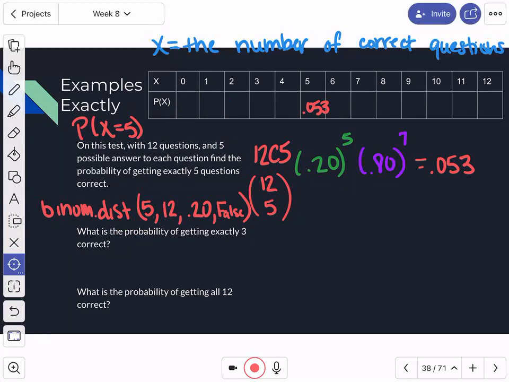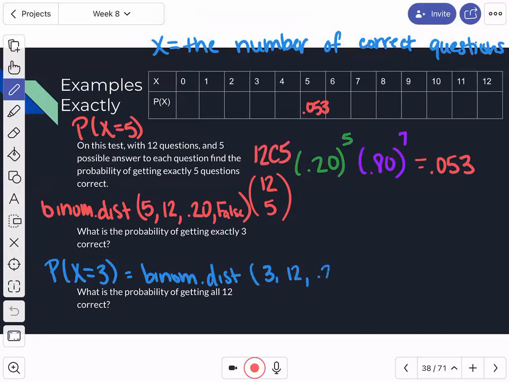Now, what's the probability of getting exactly 3 correct? How would I do that then? Exactly 3. What would that be? Again, that first number we would write as 3. So we write it like this: probability X equals 3. And we write that as binom.dist, this number is 3, 12, 0.2. And again, this is false. The word false means you're doing equals.